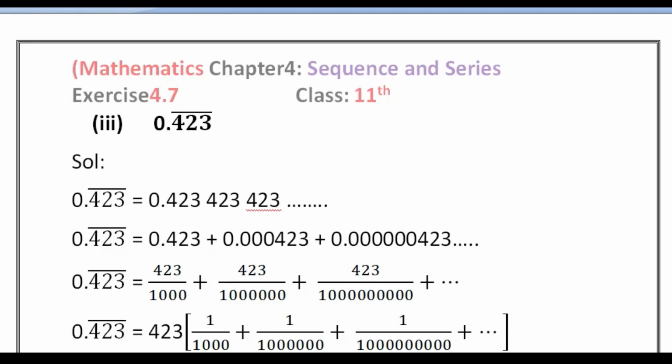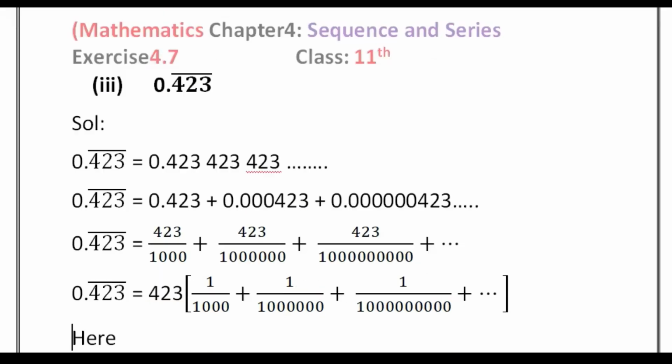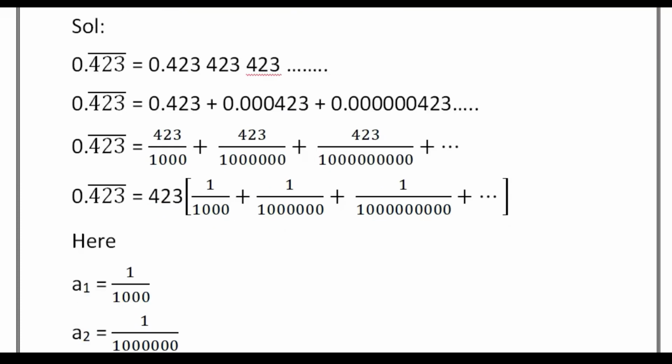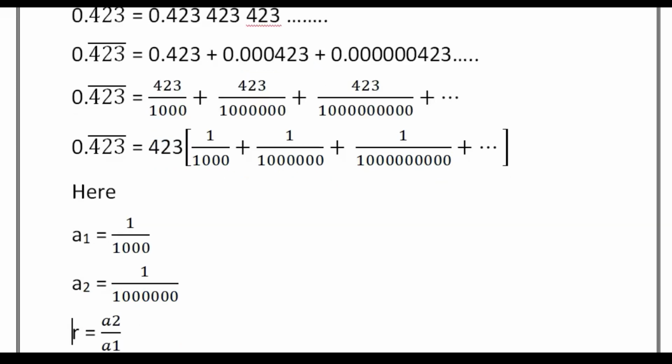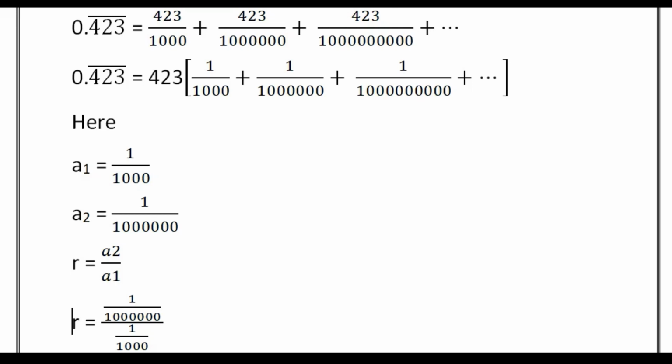So by taking 423 common, 423 into 1 divided by 1000 plus 1 divided by 10 power 6. Here the first term, that is a1, is equal to 1 divided by 1000, and the second term, that is a2, is equal to 1 divided by 10 power 6. So r is the common ratio between a1 and a2. By putting the values, a2 is 1 divided by 10 power 6, and the fraction value of a1 is equal to 1 divided by 1000.